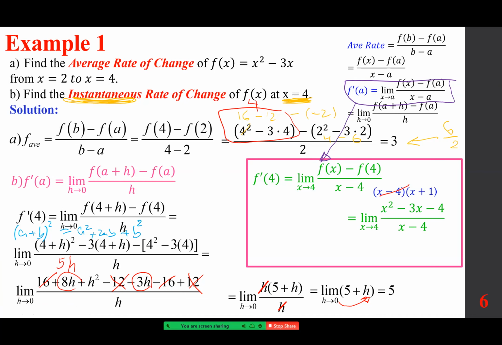And so we have negative 4 and positive 1. X minus 4 cancels out x minus 4. We end up with the limit as x approaches 4 of x plus 1. And when we replace the x with 4, we get to the same answer, namely 5. Again, we did this for practice. You have to do one of them.